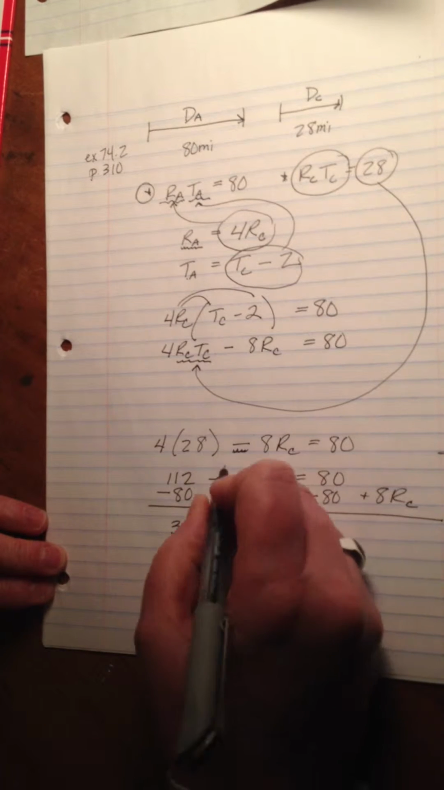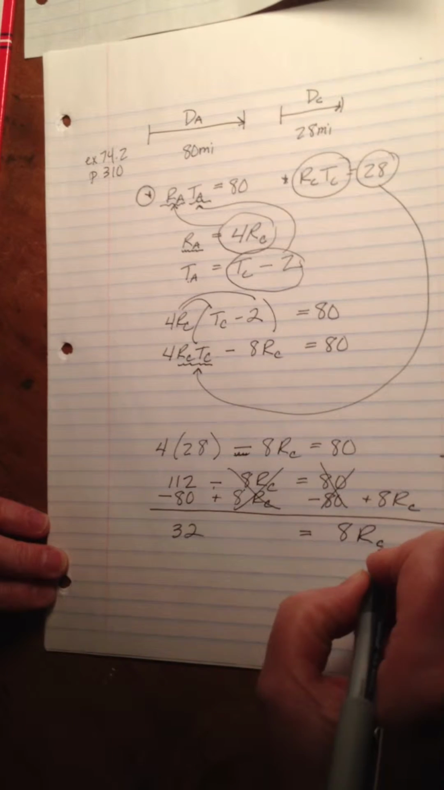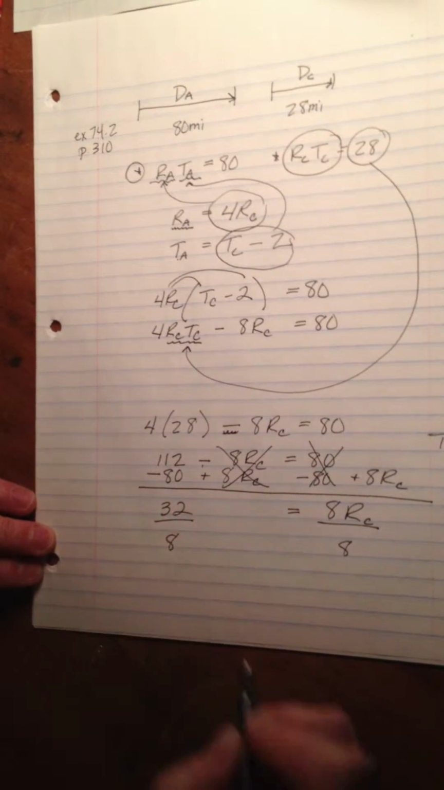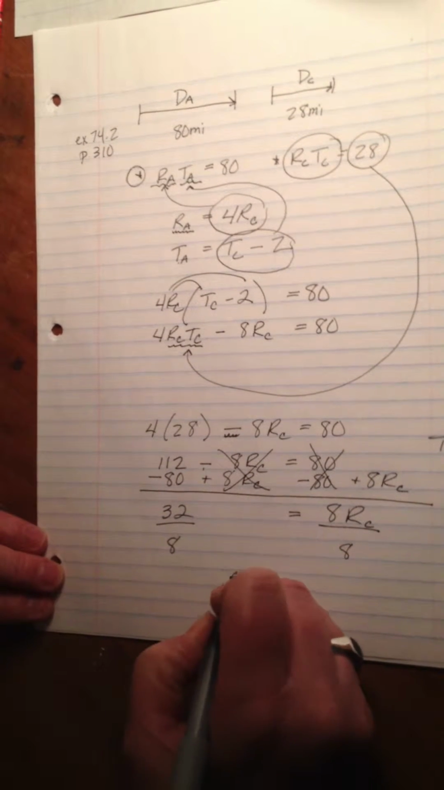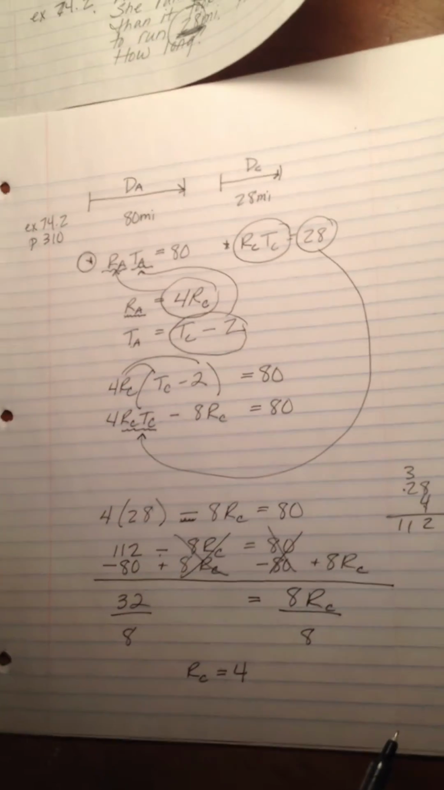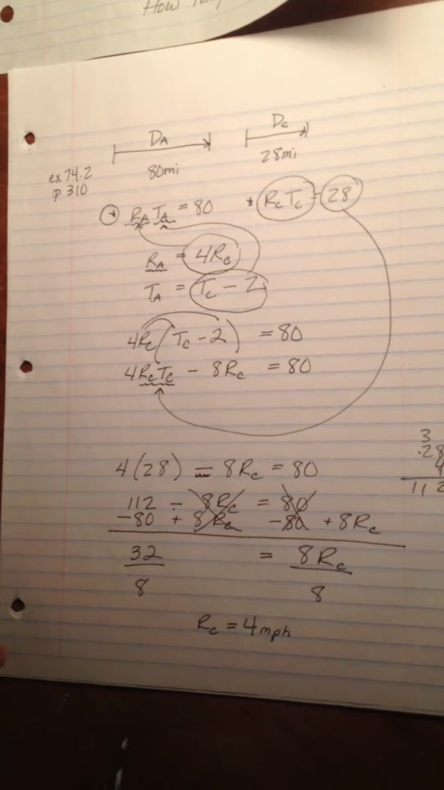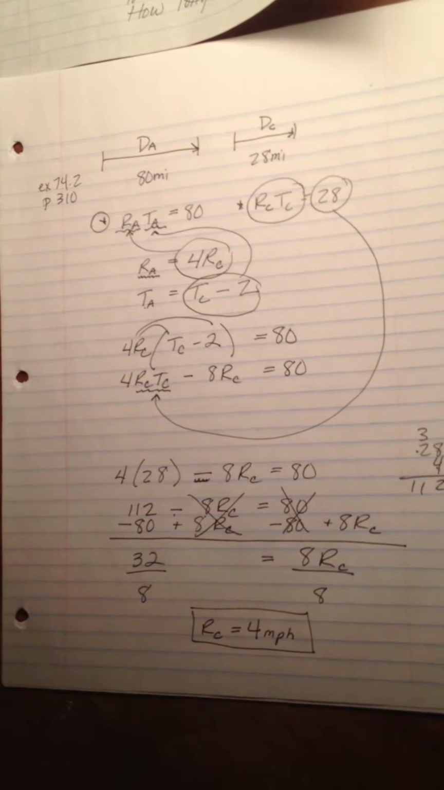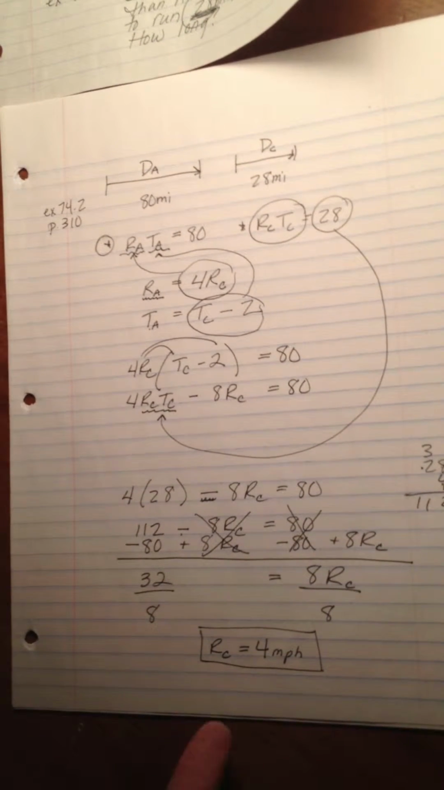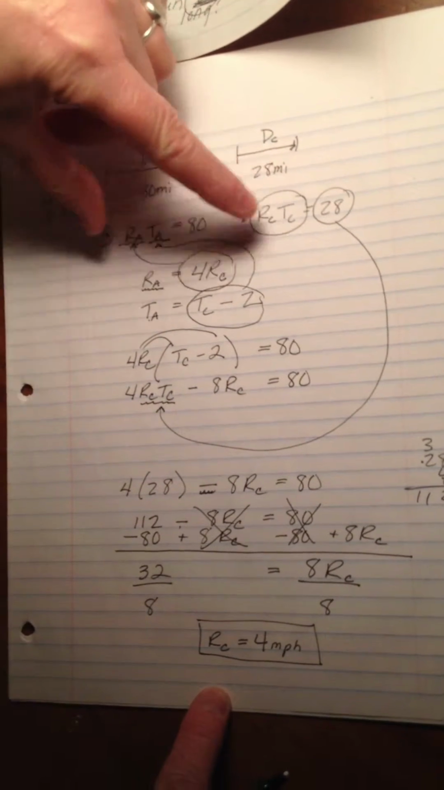32 equals 8 times the rate of cupcake. And one last step, divide by 8, divide by 8. And that tells us that the rate of cupcake equals 4. And I go back to my problem just to double check my units, and we're working in miles per hour, so I put MPH. Make sense? The trickiest part that we've run into so far was setting up our diagrams and our 4 basic equations.